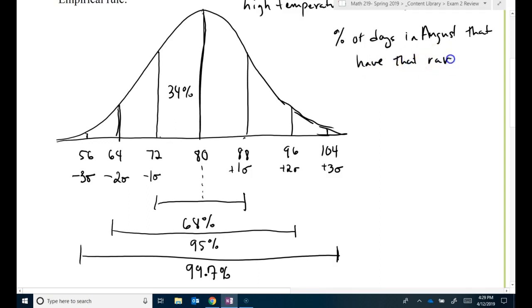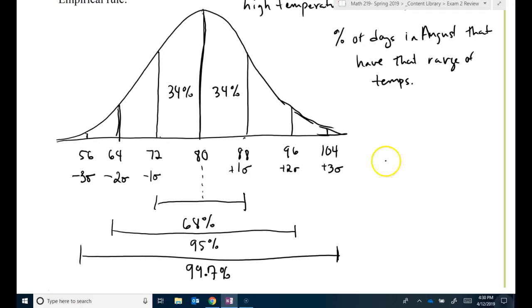That range of temperatures, actually, we should say. So 34% of the days in August are between 72 and 80 degrees. Well, symmetric, that means that it's also 34% of the days in August have high temperatures between 80 and 88. Okay, cool. Hey, that's not so bad. That's dividing by 2. Well, what about 64 to 72 and 88 to 96?